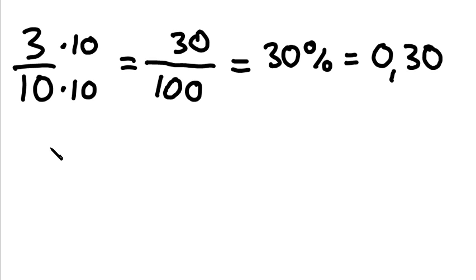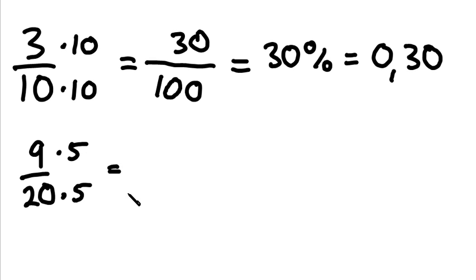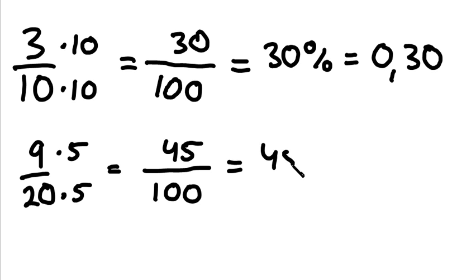Okay, the next example. This was quite easy, but how about 9/20? How can we get from 20 to 100? We multiply by 5, right? Now down here we're going to have hundreds, and up here we have 9 times 5 is 45. Since we have hundreds, we know that the number here is going to be the percentage, so 45%. And by now we know that 45% is going to be the same thing as 0.45.